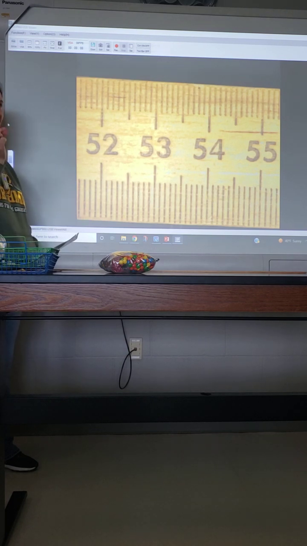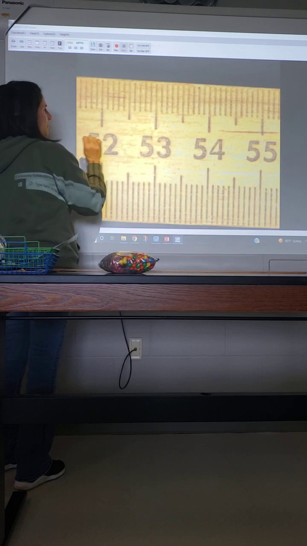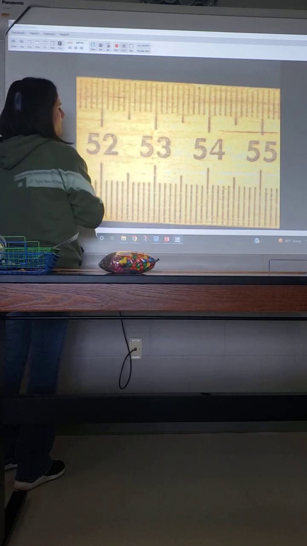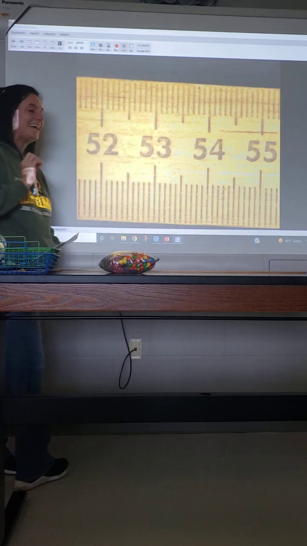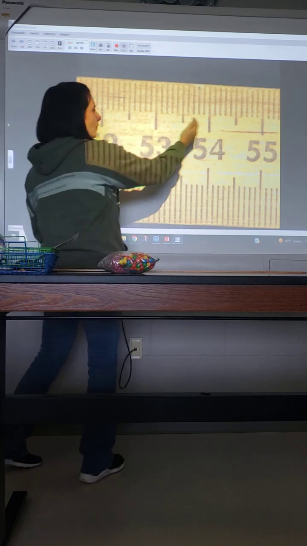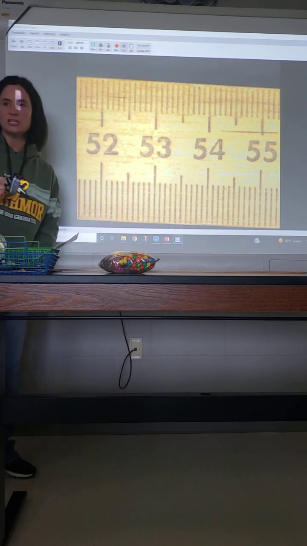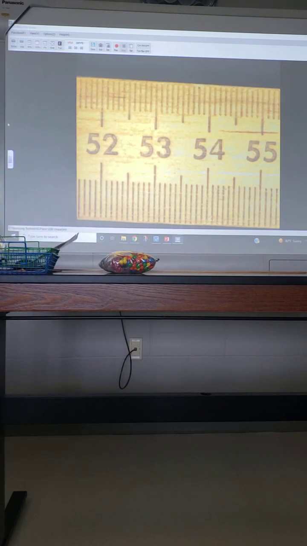But if you're looking at the spaces in between, 1, 2, 3, 4, 5 spaces, 1, 2, 3, 4, 5 spaces. So there's actually 10 spaces between each of my centimeters, all the way down the entire meter stick. And each of those spaces, we said, represents a millimeter, which is the thickness of my dime.